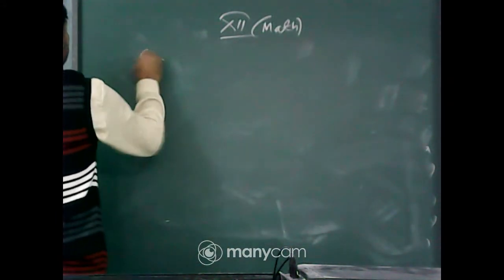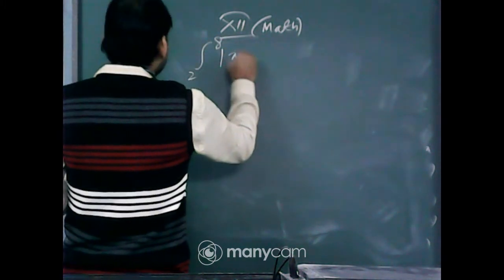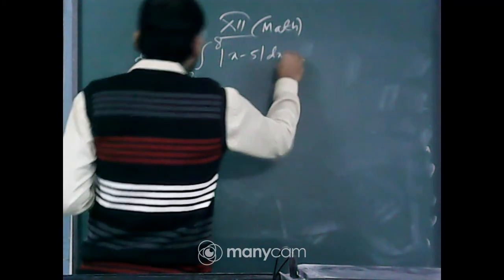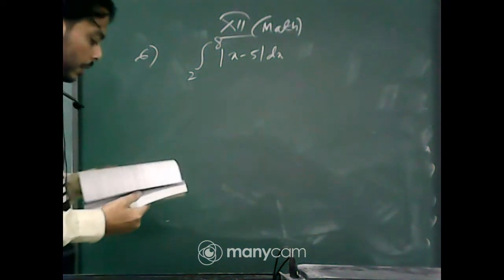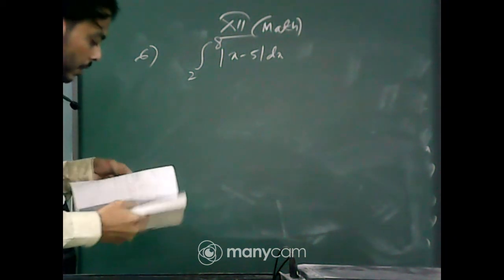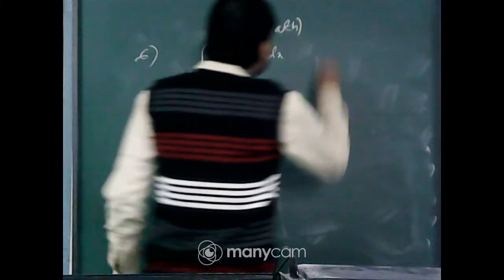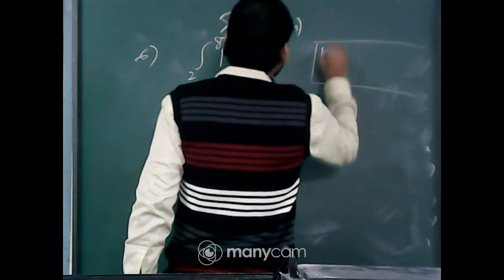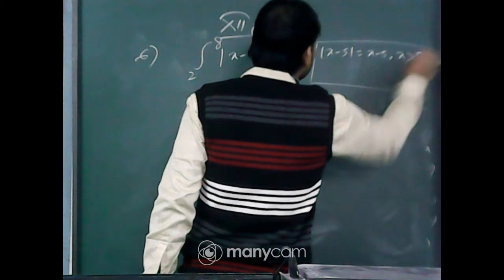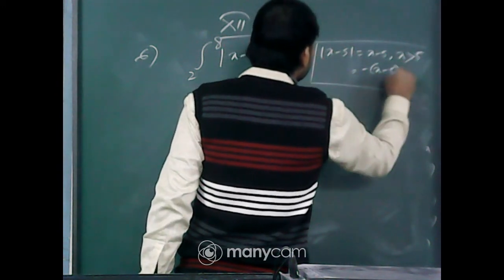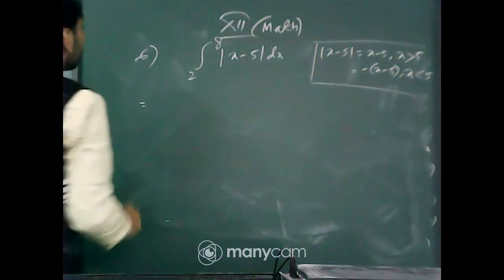Question number 6, that is integration 2 to 8 mod x minus 5 dx. Okay. Here we will use the property number P2. We know that mod x minus 5 equals x minus 5 if x is greater than 5, equals minus of x minus 5 if x is less than 5. Okay. So break into two integrals using the property number 2.